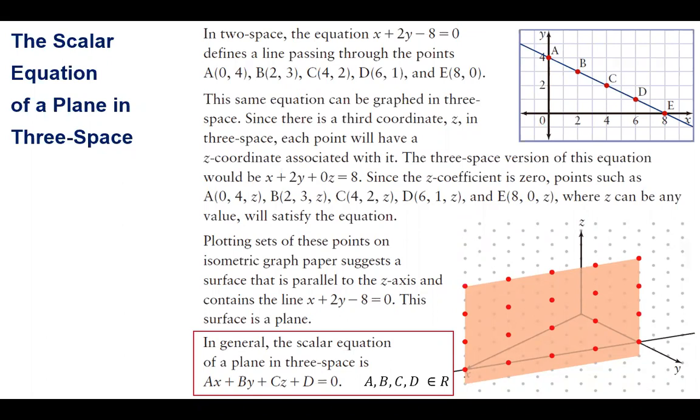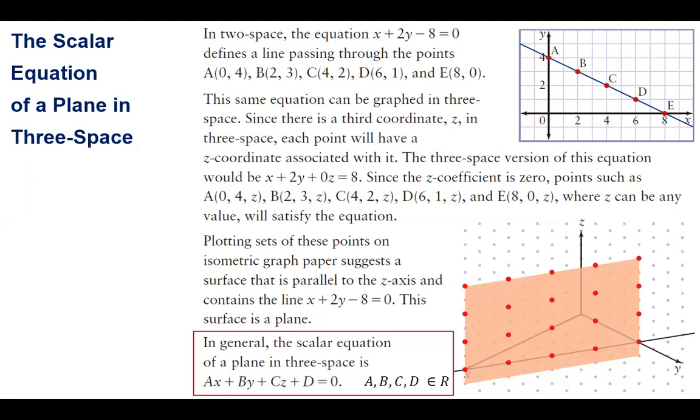Since there is a third coordinate z, right, in 3D space, each point will have a z coordinate associated with it. The 3D space version of this equation would be x plus 2y plus 0z equals 8. Since the z coefficient is 0, points such as A(0, 4, z), B(2, 3, z), C(4, 2, z), D(6, 1, z), and E(8, 0, z), where z can be any value, will satisfy the equation, right?